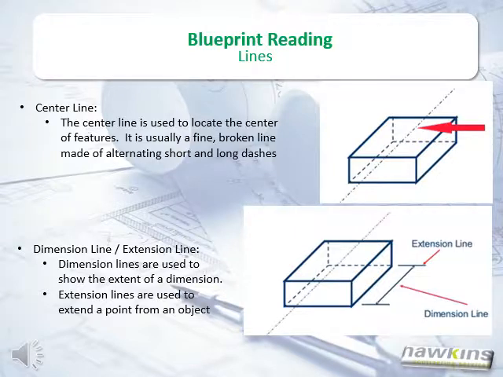Center line. The center line is used to locate the center of a feature. It is usually a fine broken line made of alternating short and long dashes. Dimension line and extension lines. Dimension lines are used to show the extent of the dimension. Extension lines are used to extend a point from an object.